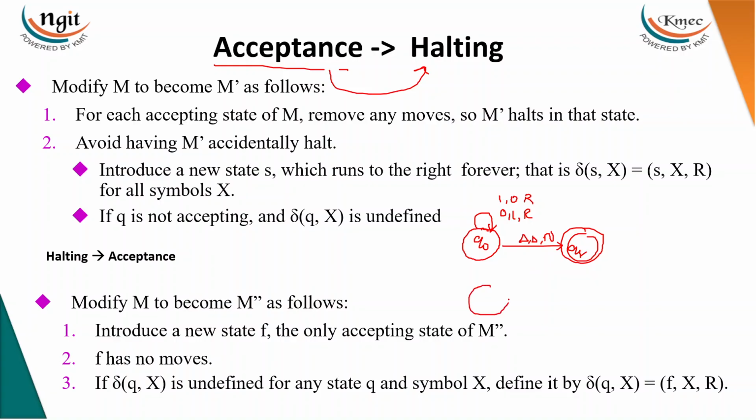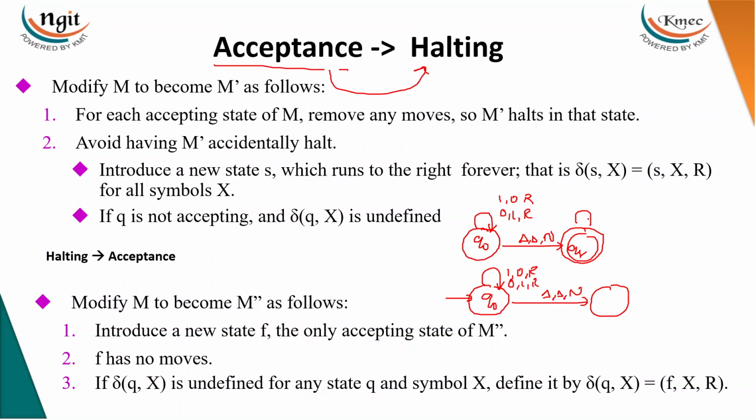First step, you introduce a new state S. For each accepting state, remove any moves. If you have any moves from this final state, just remove them. Of course, we don't have any here. Then you can go for 1 0 R or 0 1 R, then delta delta N, and don't make this a final state.